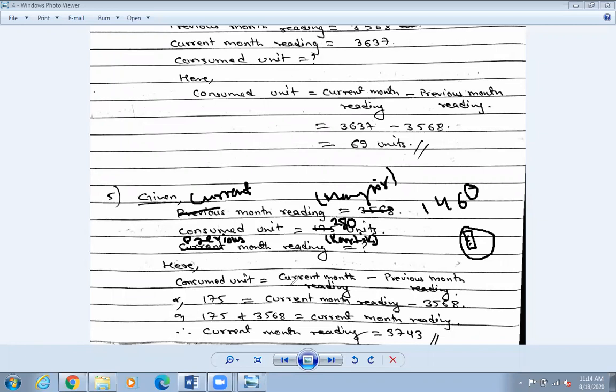Use the same formula. Consume unit equals current month reading minus previous month reading. The current month reading is 1460, so write 1460 over here. The consume unit is 280, so write 280 over here. The previous month reading you need to find out. So take this 280 to this side, subtract it, and you will get the answer. Current month reading, Mangsir. Consume unit 280 units. Previous month reading, that means find the Kartik reading. That is your question.